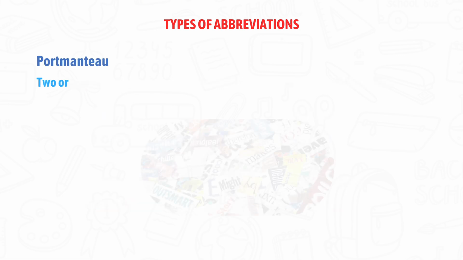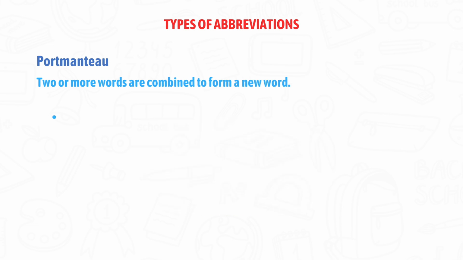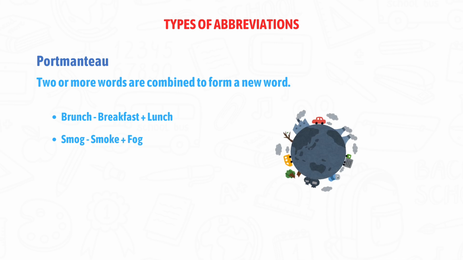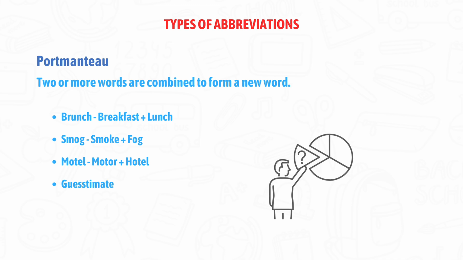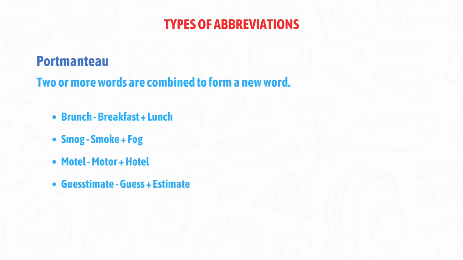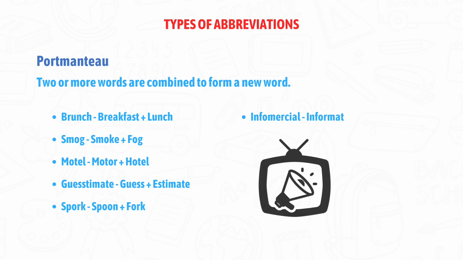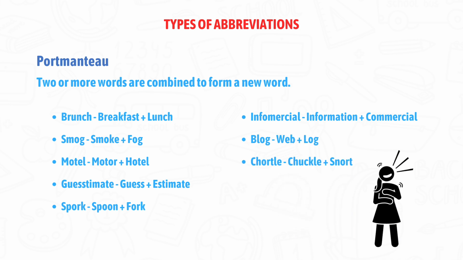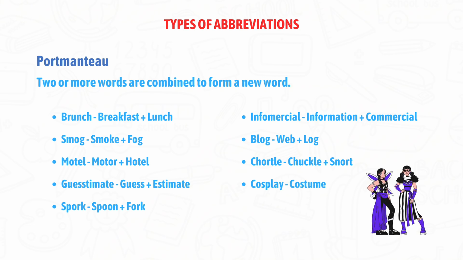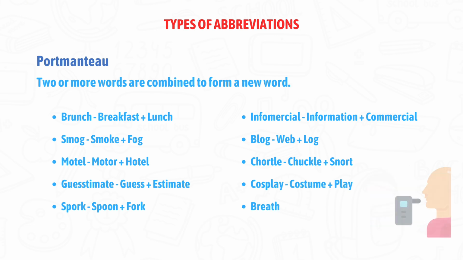Portmanteau, where two or more words are combined to form a new word. Brunch, breakfast and lunch. Smog, smoke and fog. Motel, motor and hotel. Guesstimate, guess and estimate. Spork, spoon and fork. Infomercial, information and commercial. Blog, web and log. Chortle, chuckle and snort. Cosplay, costume and play. Breathalyzer, breath and analyzer.